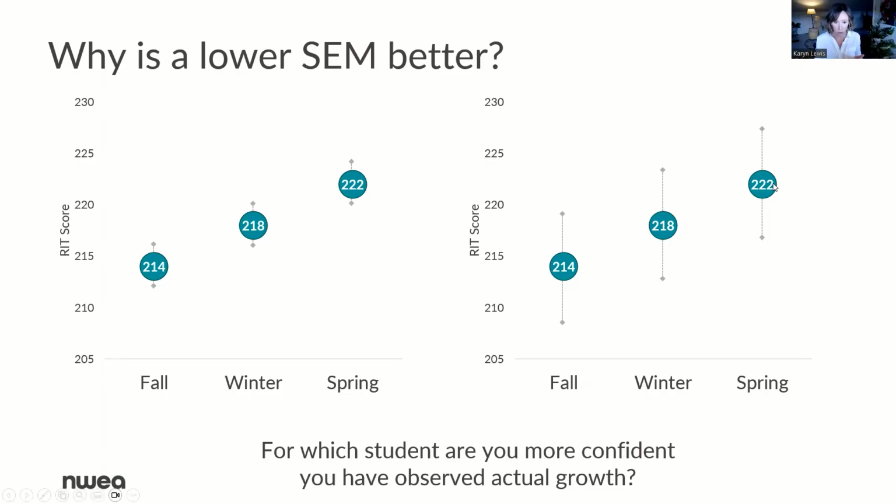That same score of 222, the lower bound of what the score actually could be, the reality, is around, let's say, 215. And the upper bound of what that fall score could actually be is about 219. So we have less confidence for that student because we're measuring their achievement over time with less precision. We have less confidence that we're actually observing growth.